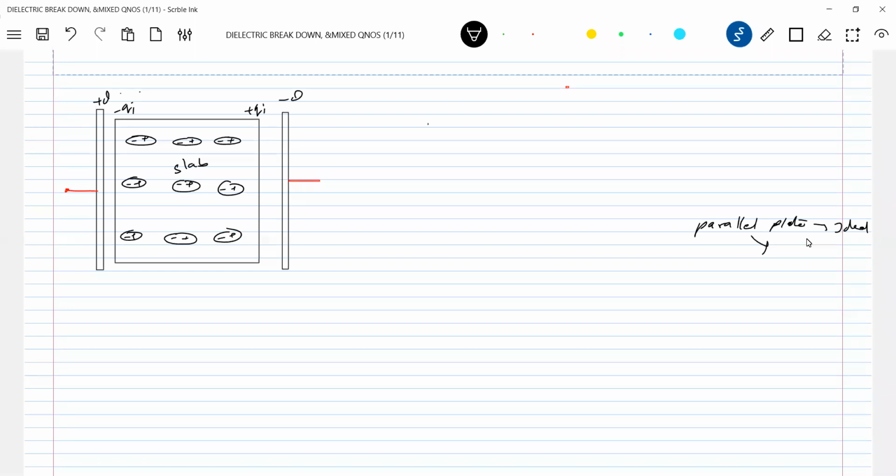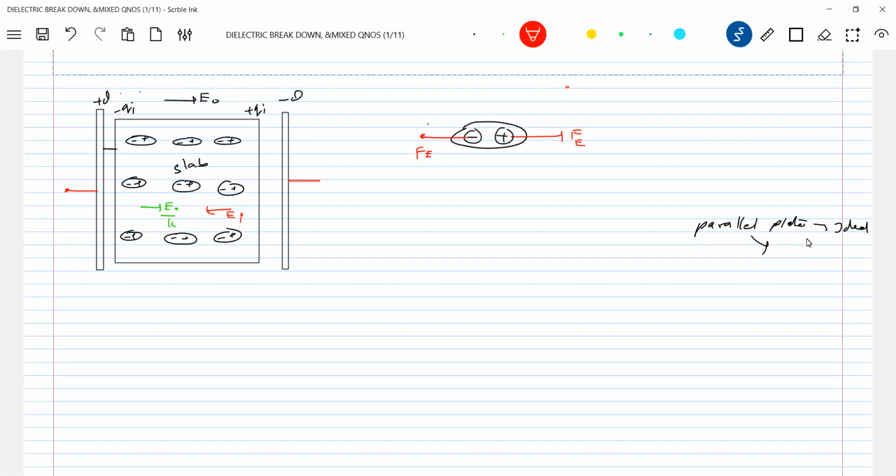So there are three fields, no? One is E naught, then the induced field, then E naught by K. What is E naught by K? It is the resultant field. So look at one dipole. One dipole is nothing but one atom. This is the one dipole. The electrostatic force due to E naught by K will exert a force on the positive charge like this. On the negative charge, the force will be in this direction.